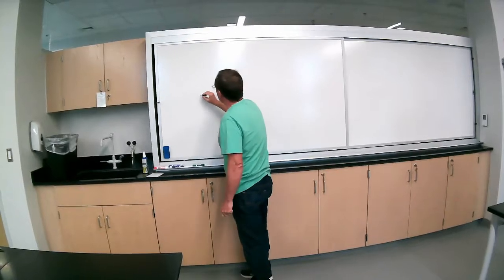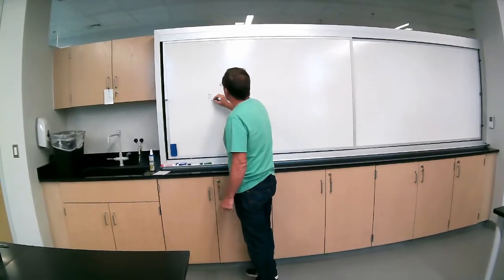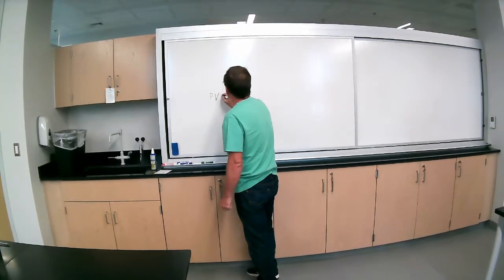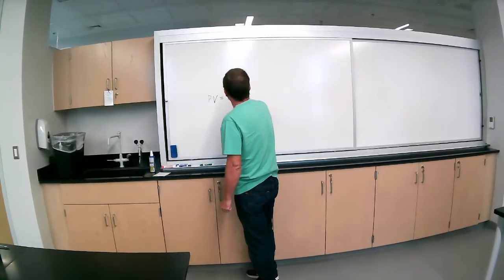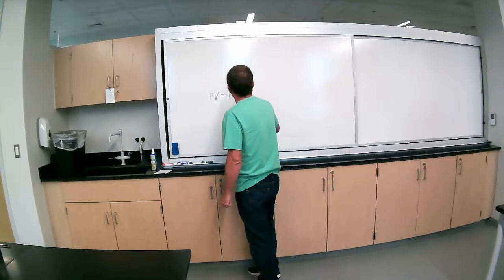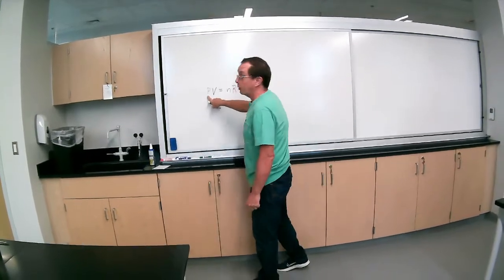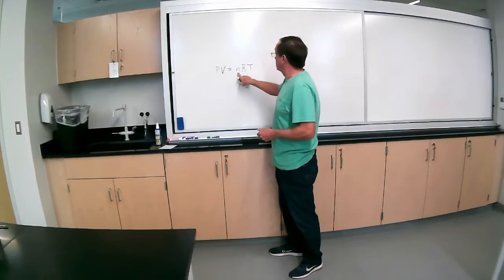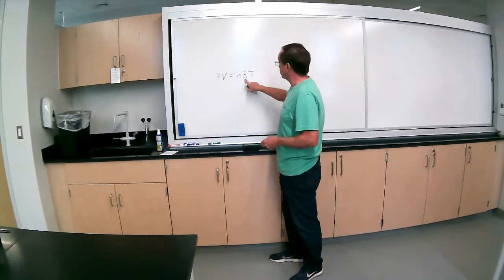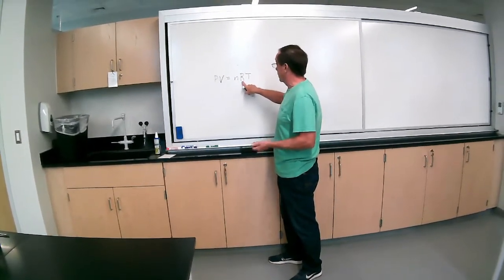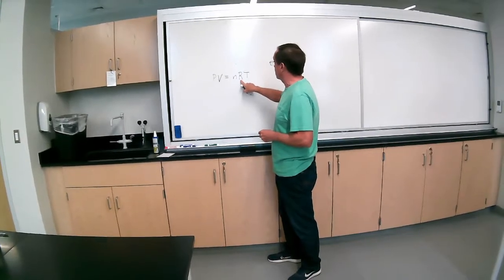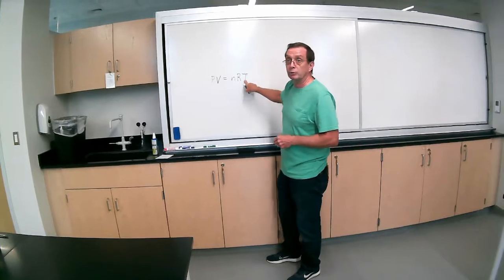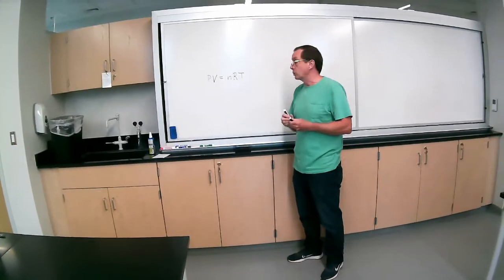So the equation is PV equals nRT, okay, where pressure is P, volume is V, the ideal gas constant, R, along with absolute temperature, T. Okay, so we're using that.